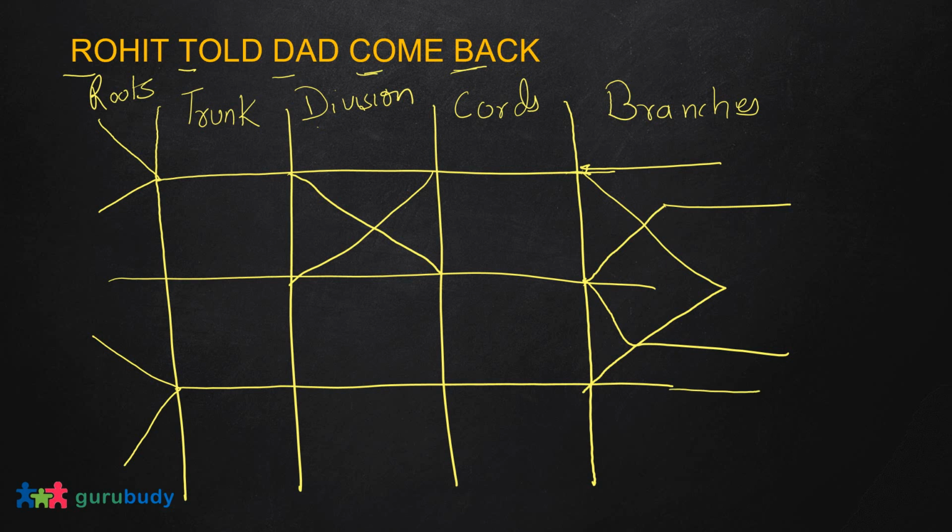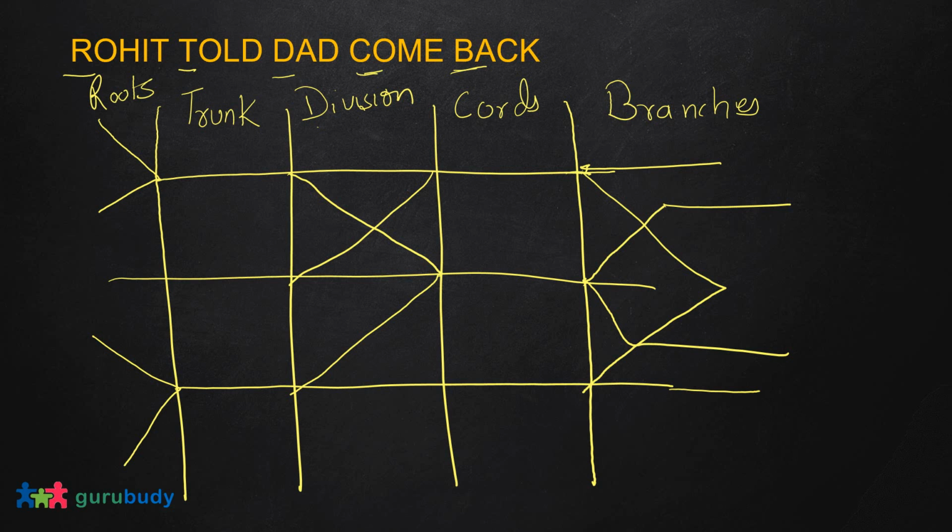So this is the basic structure, and I think the mnemonic makes it easier to learn what comes after what. So roots, trunk, division, chords and branches. And lastly, the division has this type of division. So I think this would be easier to learn. That division has to divide and branches has to split.